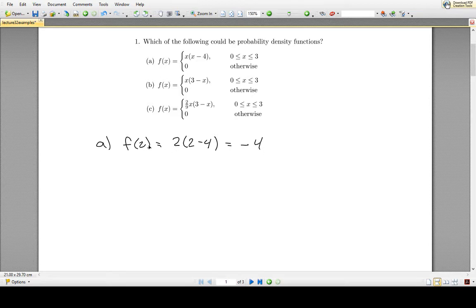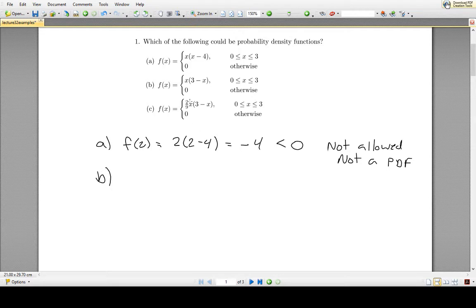So the problem here is that I evaluate this function at a point, and I end up with a negative number, and probability density functions are not allowed to have a negative number. So this is not allowed. Therefore, this is not a probability density function. It's not a PDF because this function was evaluated to be a negative number somewhere in the domain. So let's take a look at function B.